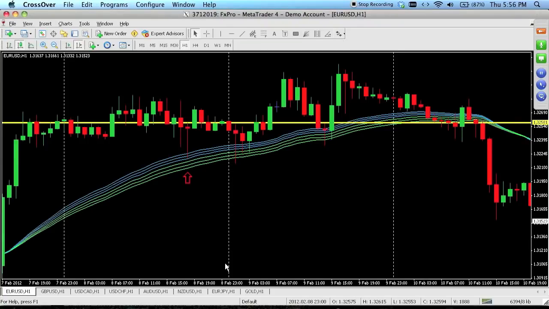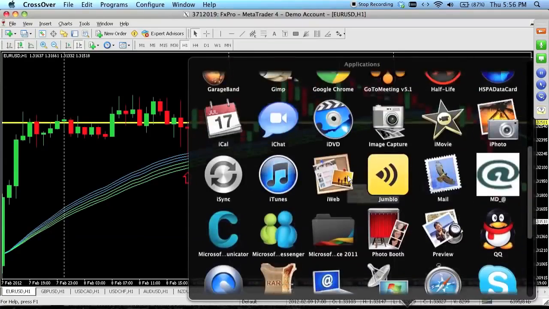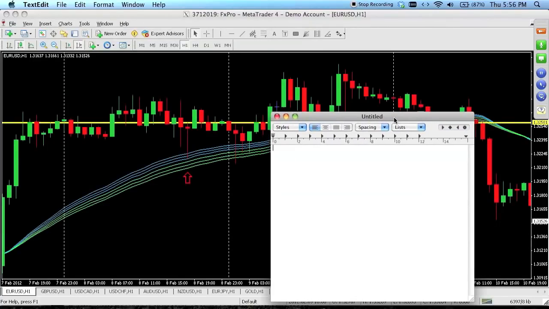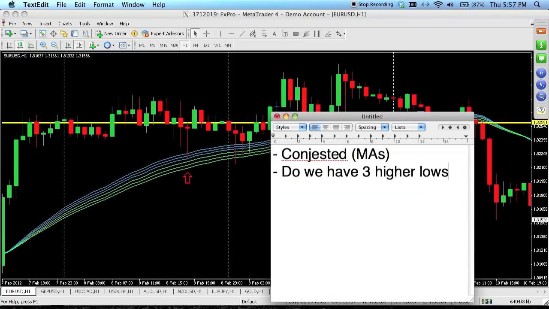Okay, let's write this down. There's three criteria we need to look at, and only three criteria. Let's write this down, and let me increase my font size. One, we need to check: is it congested? The MAs. Next thing we need to check: do we have three highs, three higher lows, or do we have three lower highs? Okay, it can be a little confusing here, but I'll explain that to you.